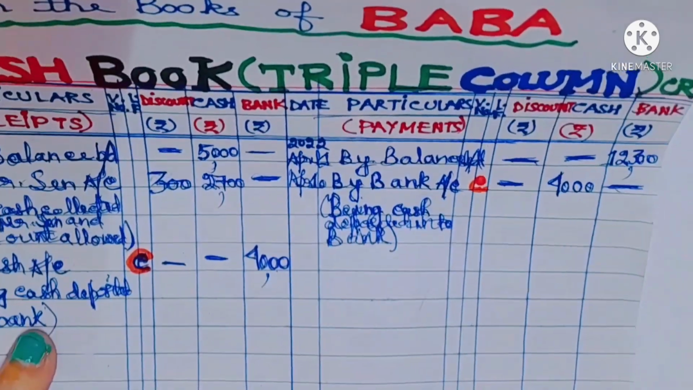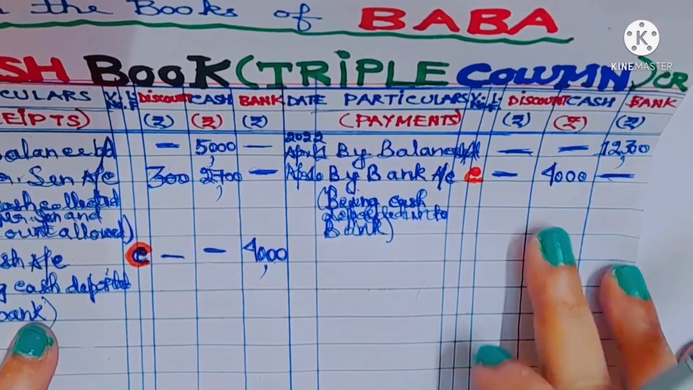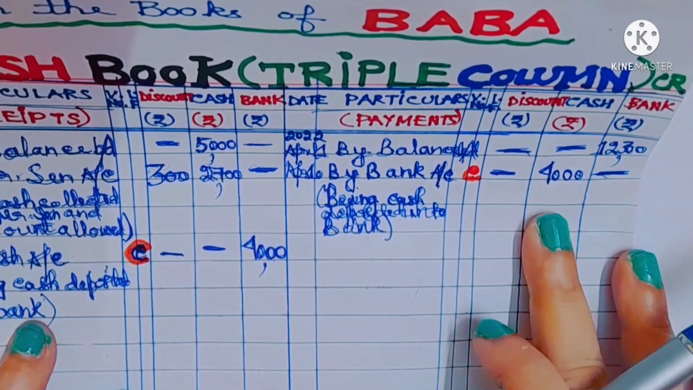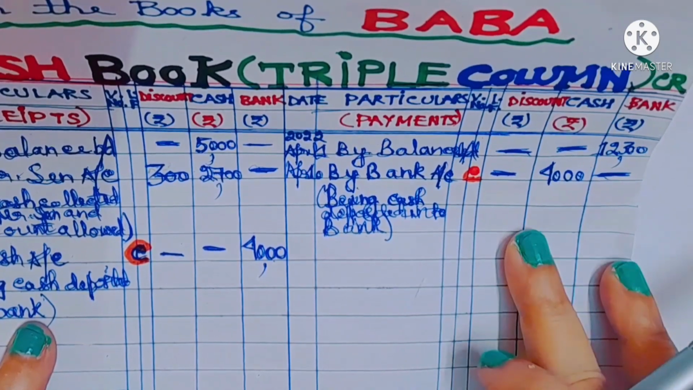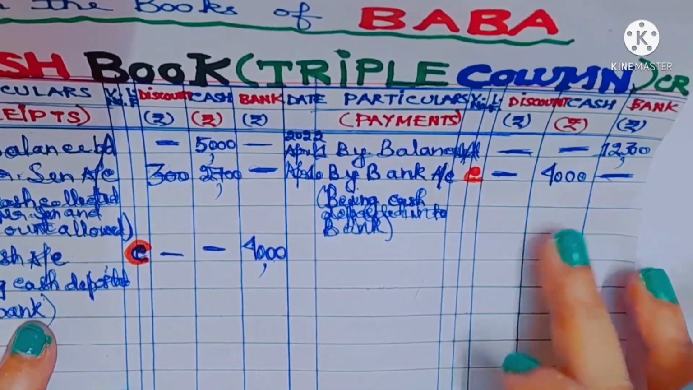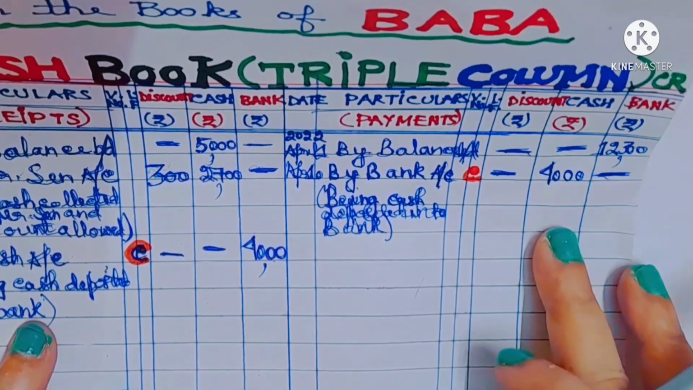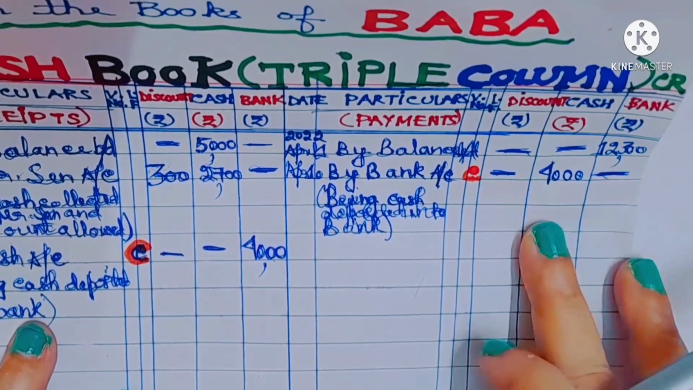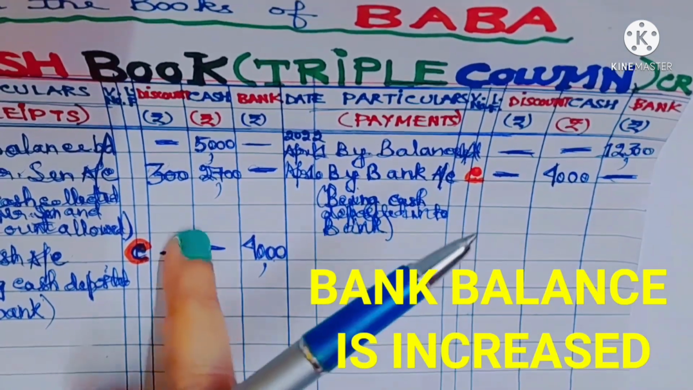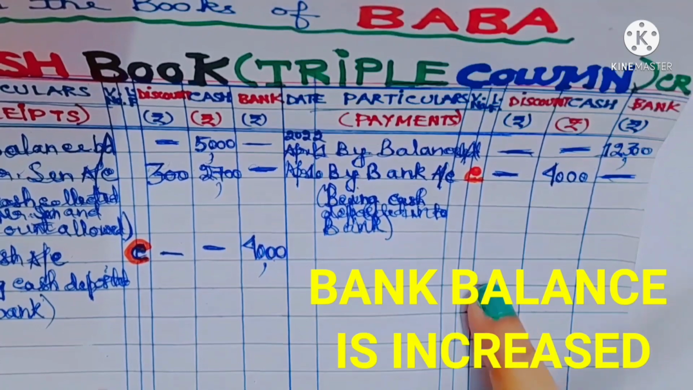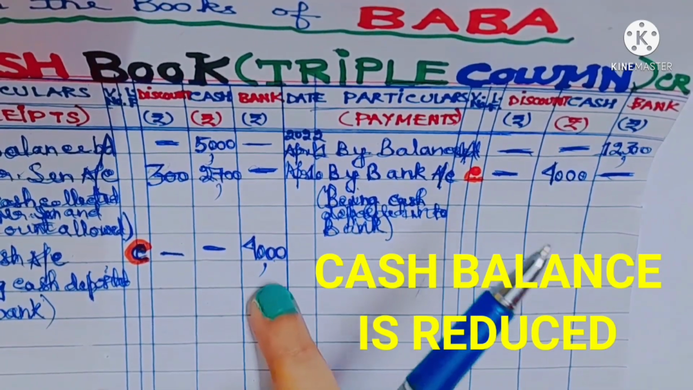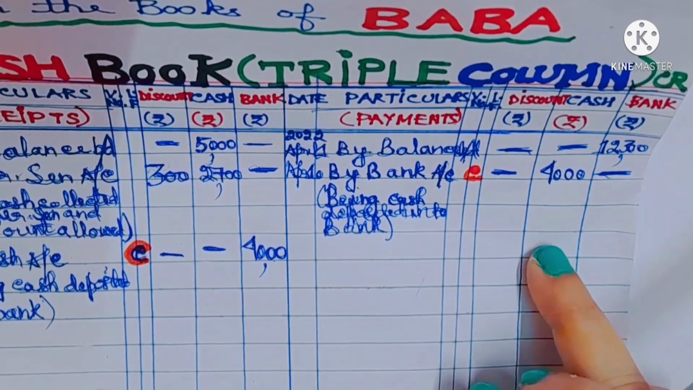Okay. See here, cash column represents cash account. Cash column comes under real account. According to real account, what goes out is credit. Here, when cash is deposited into bank, cash goes out from the business. So, cash account will be credited by rupees 4,000. And moreover, see, when cash is deposited into bank, bank balance is increased, but cash balance is reduced. Bank balance is increased by 4,000, but cash balance is reduced by 4,000.